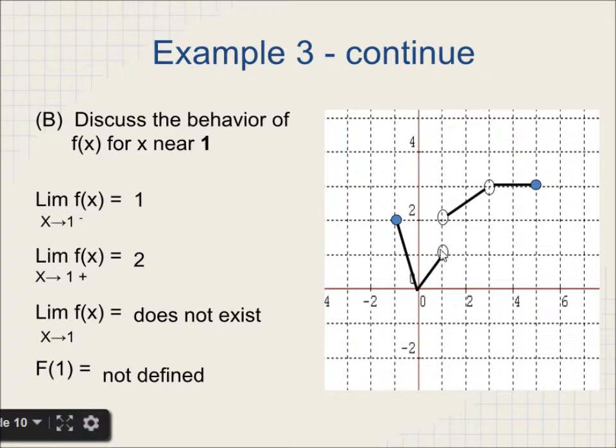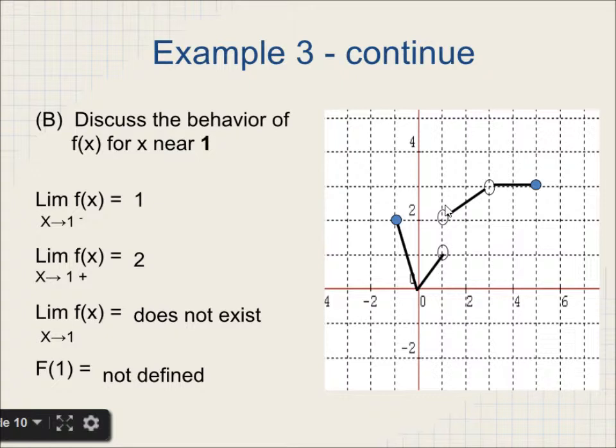In the case of x approaches 1 plus, that is greater than 1. Here it's less than 1, but not 1. 1 minus means less than 1 but not 1. So as x approaches 1 from the left, that is 1 minus, the function will approach 1. The next example is the limit of f(x) as x approaches 1 plus.